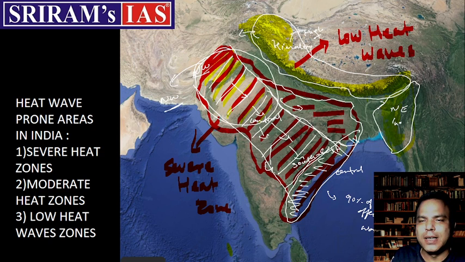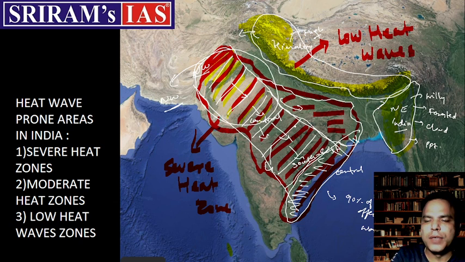But northeast India is a low risk zone for heat waves. Why? Because of the mountains also there. Okay, hilly areas. This is forested. This has high cloud cover, and good precipitation. That reduces the extremity of the high temperature increase. So it is a low risk zone for heat waves.